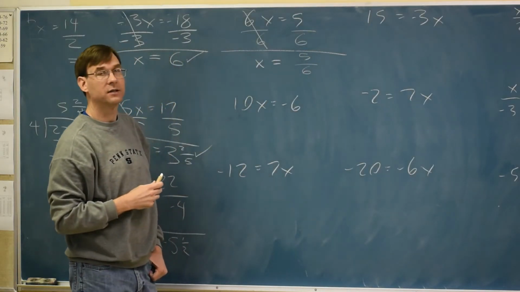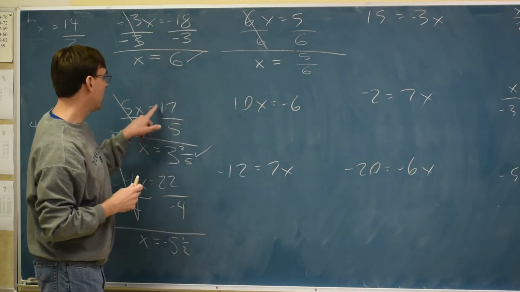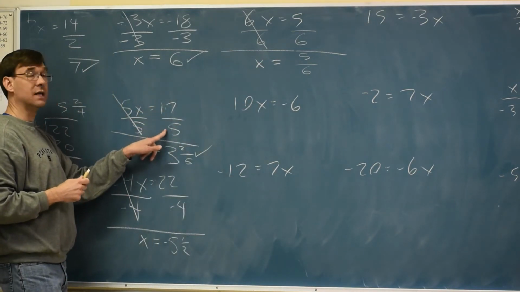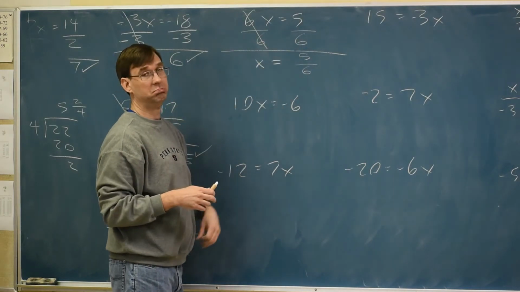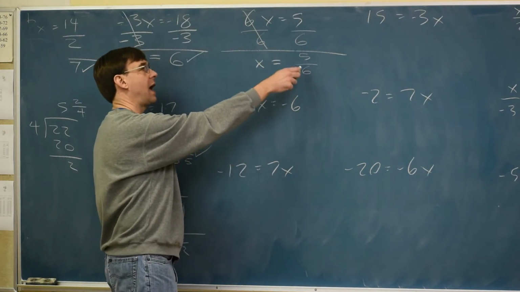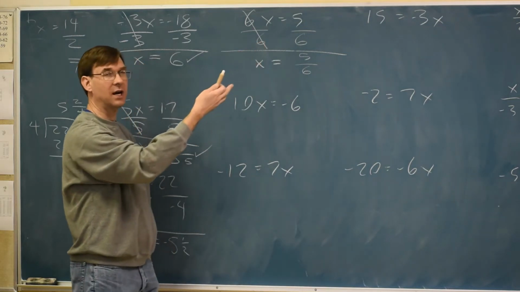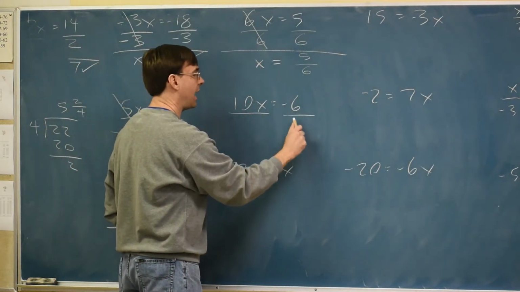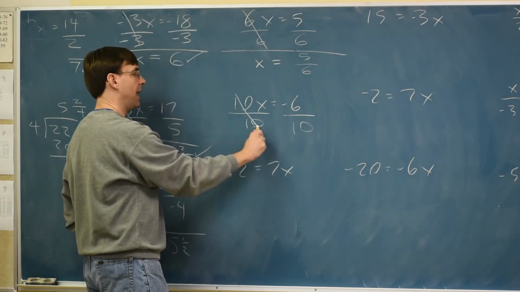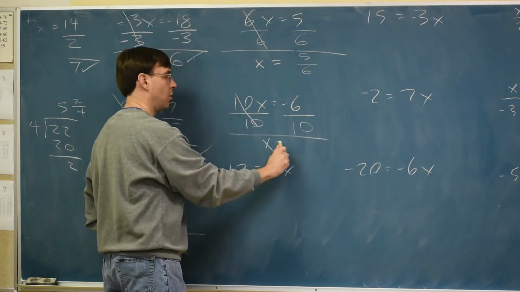5/6 is okay. That's a proper fraction. We couldn't leave 17 over 5 because that was improper. But 5 over 6, fine. I won't make you check that either because it's a fraction. Anything with a fraction, I don't care if you check it. So this, we look to divide by 10's to eliminate the 10's and get the variable alone.